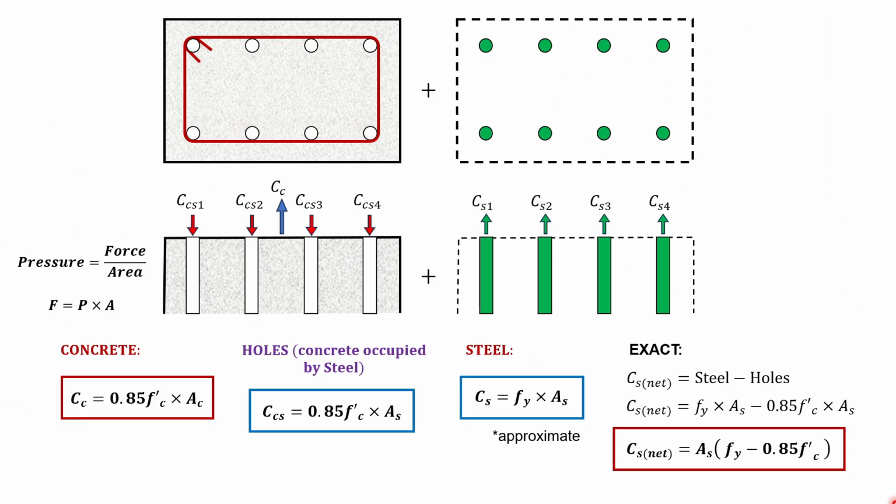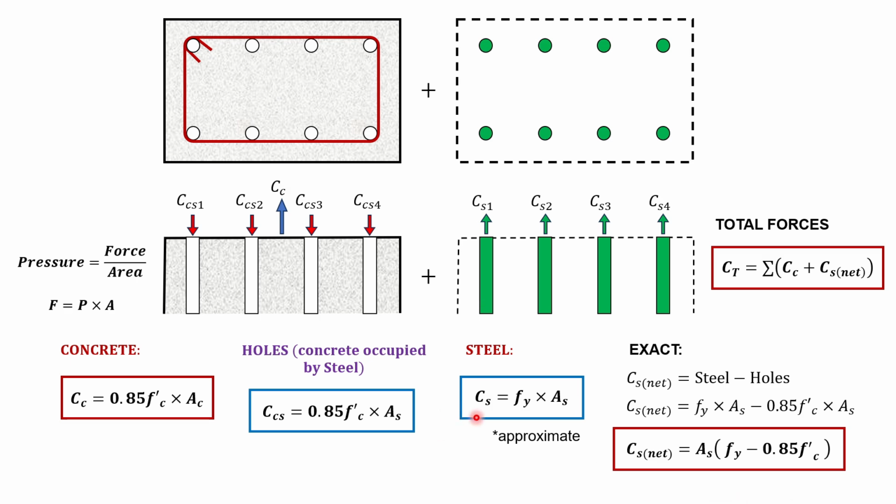Then finally, for the total forces, we have C sub T equal to the summation of the C sub C plus the C sub S net. We no longer need to include the holes and the steel separately, because this steel is the approximate one, and we should use the exact. And the holes were already accounted for earlier, we subtracted them. So finally, our formula for the total forces is simply the concrete plus the steel net.